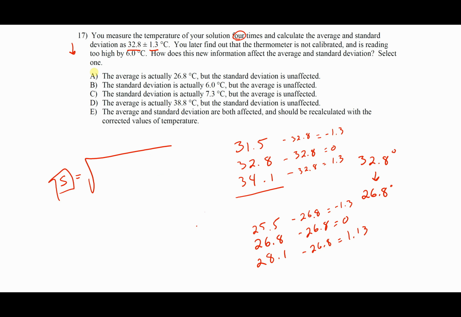So let's take a look. A, the average is actually 26.8, but the standard deviation is unaffected. That would be the correct answer. The standard deviation is actually 6 degrees C, but the average is unaffected. That's awful. The standard deviation is actually 7.3, but the average is unaffected. No. The average is actually 38.8, but the standard deviation is unaffected. No. And the average and standard deviation both affected should be recalculated with the correct values of temperature. No, they're not both affected. So for 17, the answer is A.